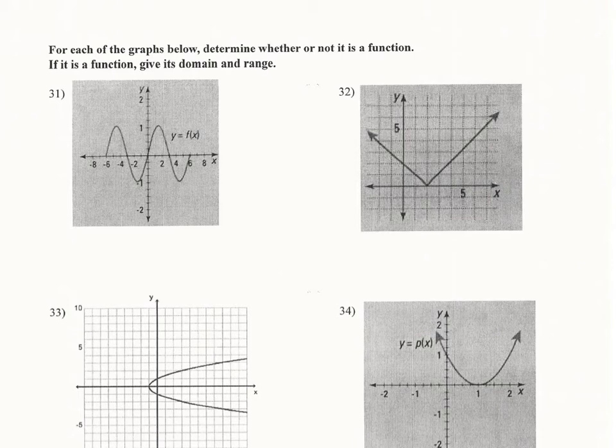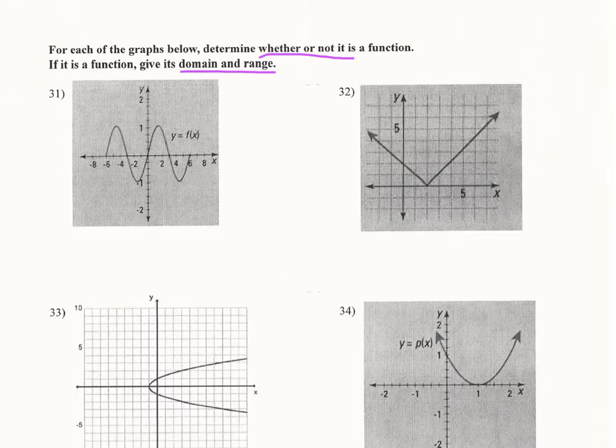Hi everyone, this is page 5 of the Algebra 1B test review for Chapter 1, and this page focuses all on graphs. I want you to notice the directions: for each of the graphs below, determine whether or not it's a function, so that's going to be like a yes or no, and then if it is, we need to give domain and range, so sort of a two-part thing here.